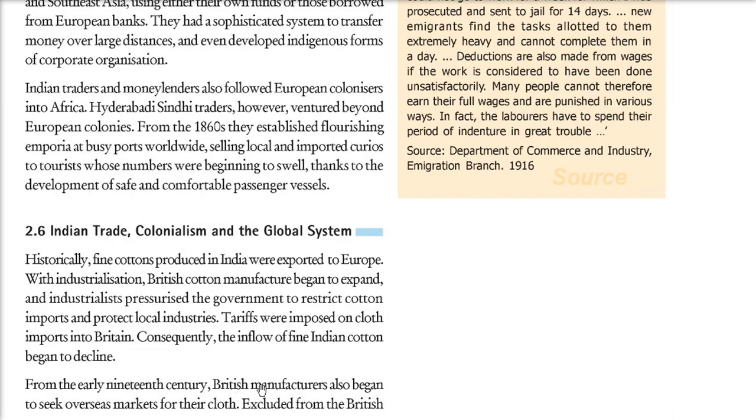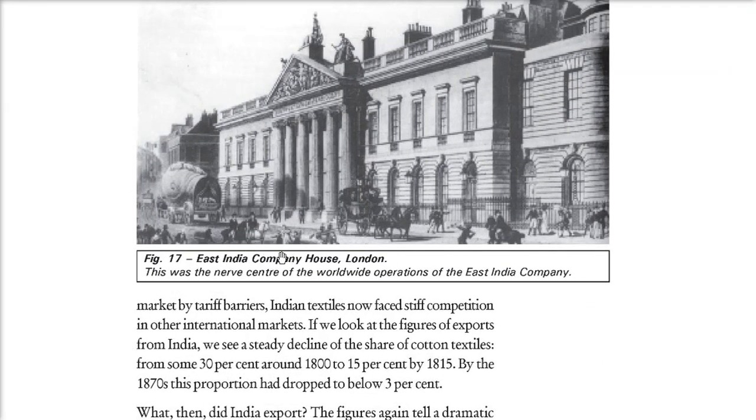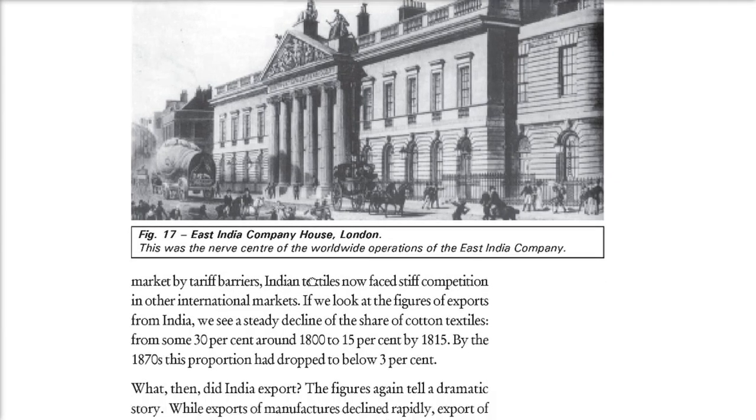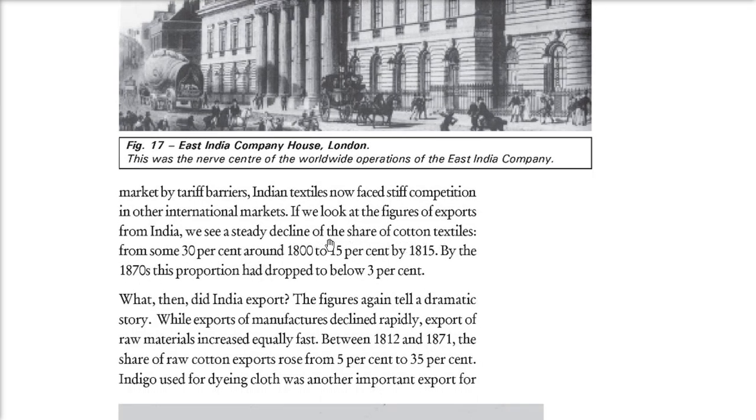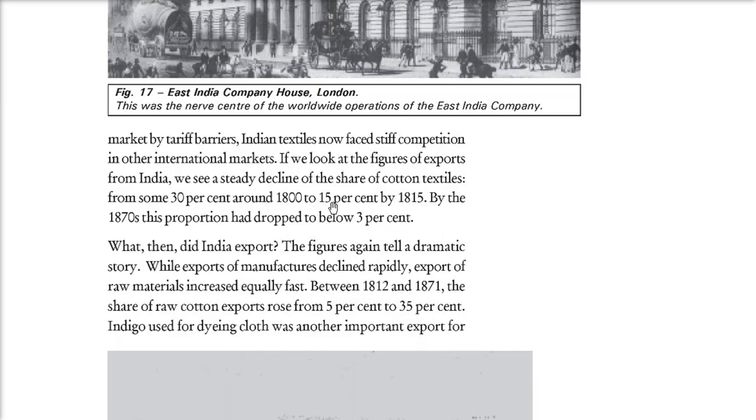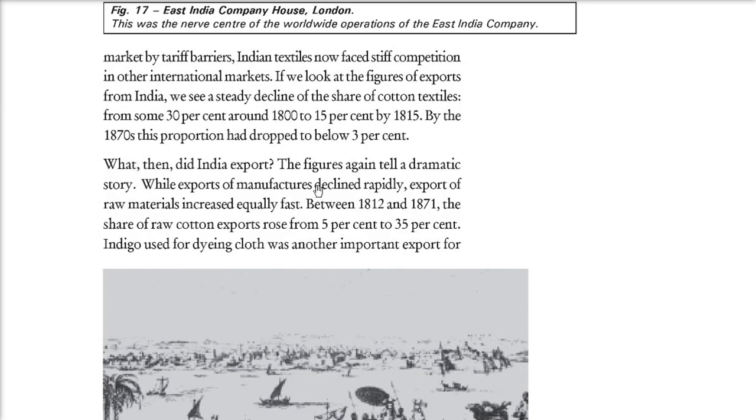Then from the early 19th century, the British manufacturers also began to seek overseas markets for their cloth. And because India had been excluded from the export, they also put up tariff barriers. So India faced stiff competition in the international market. There was a sharp decline in cotton textiles. If you see the export figures, from 30% around 1800 to 15% in 1885, and in 70 years it just came to 3%. Then what happened to Indian export?